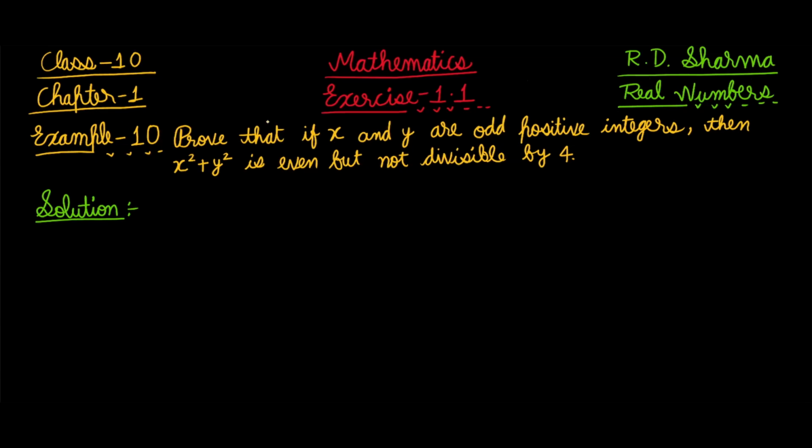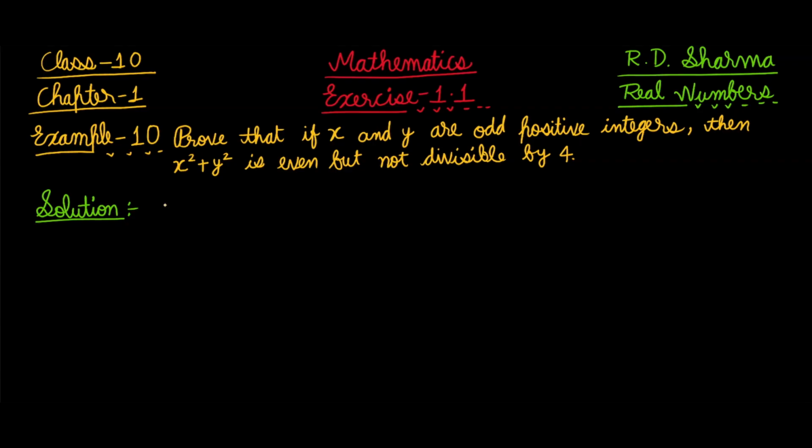Mathematics by R.D. Sharma, chapter 1, exercise 1.1, real numbers, example 10. So the question is, prove that if x and y are odd positive integers, then x square plus y square is even but not divisible by 4. Even but not divisible by 4, and x and y are positive integers. So keep in mind.